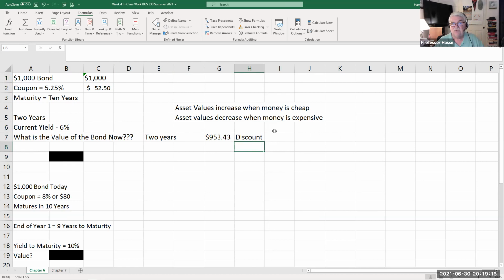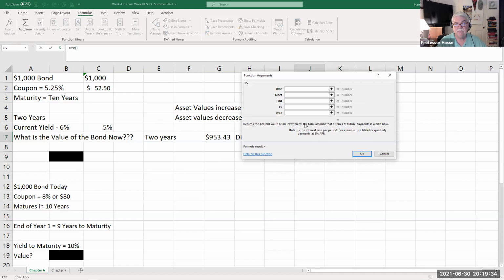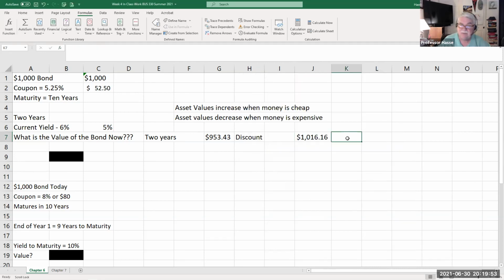Let's say the current yield drops to 5%. What is that bond now where the interest rate has decreased? Money is cheaper. Formula, function, present value. The rate now in the market is 5%. Still 8 years remain. Still the coupon is $52.50. Still the maturity value is $1,000. But notice the bond now is at a premium. It's above $1,000 because the interest rate has dropped.